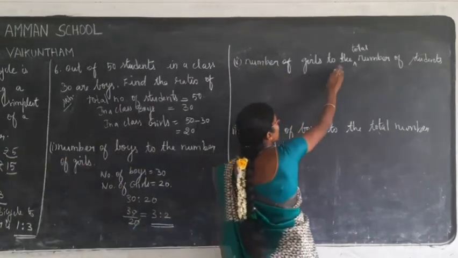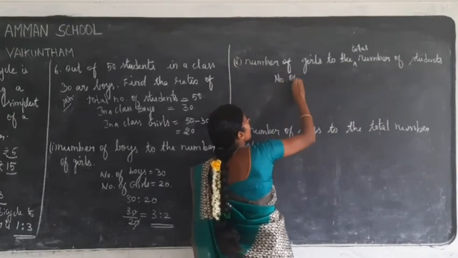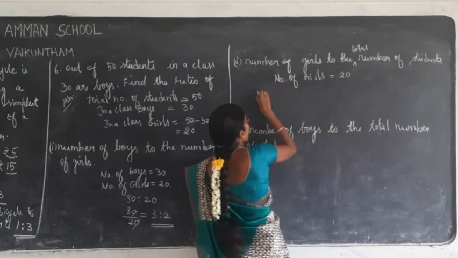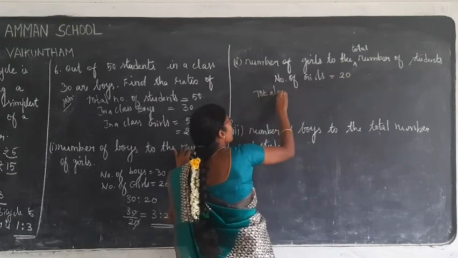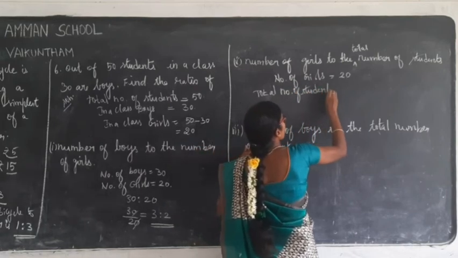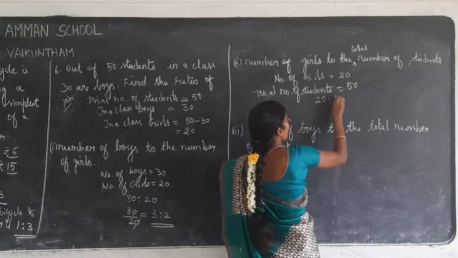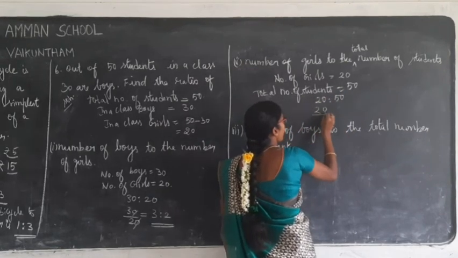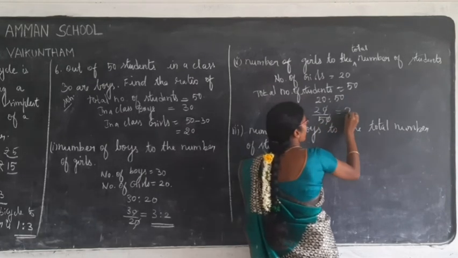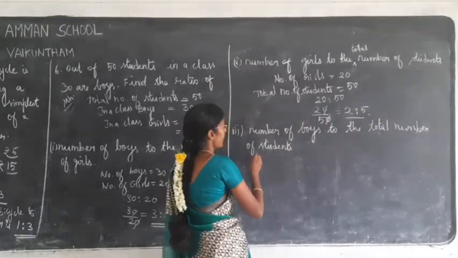So the next one: the number of girls to the total number of students. The number of girls is equal to 20. The total number of students is 50. So how will you write? 20:50. So 20 divided by 50, 0 0 cancel. We cannot divide further. So the ratio is 2:5. Okay, clear?